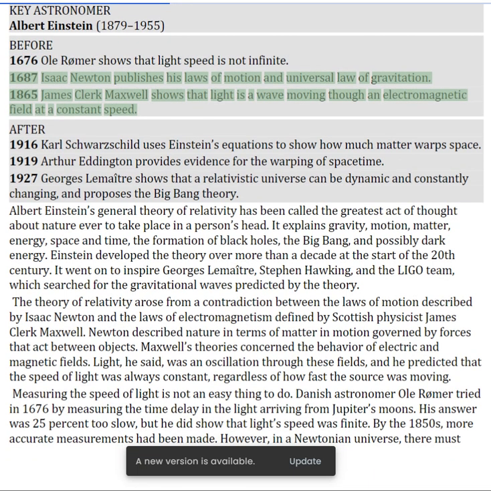1687: Isaac Newton publishes his laws of motion and universal law of gravitation. 1865: James Clerk Maxwell shows that light is a wave moving through an electromagnetic field at a constant speed.